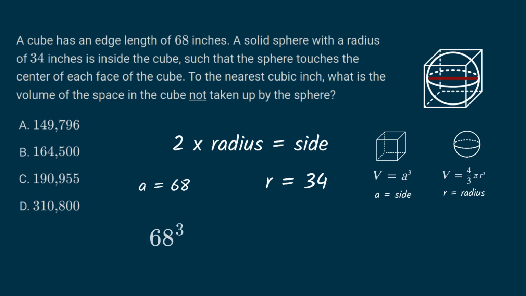And to get the volume of the space in the cube not taken by the sphere, you need to subtract the volume of the sphere from the volume of the cube, apply the values given in the question. The answer will be A.